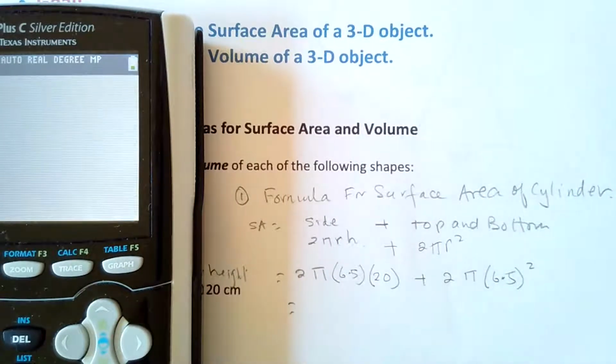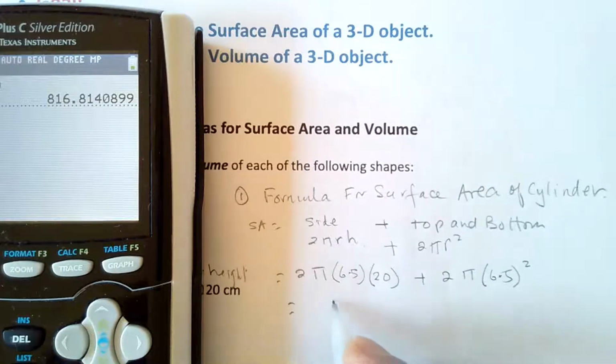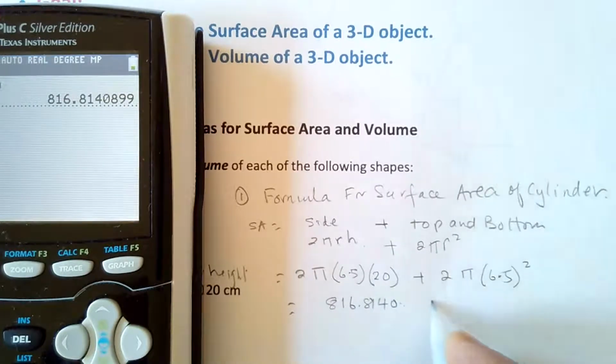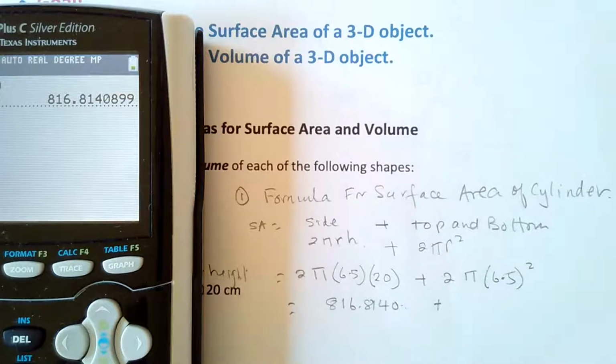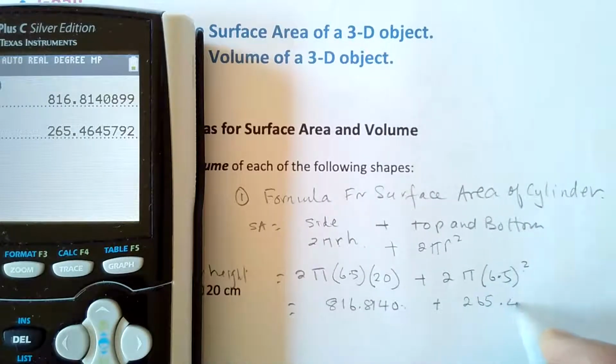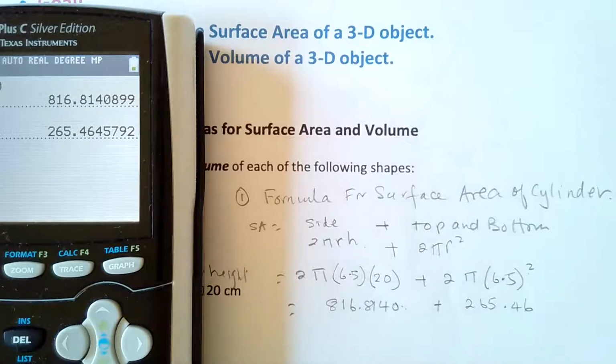So 2 pi r, so 2 times pi times 6.5 times 20. And that would give me 816.814 goes on, plus, now we have 2 times pi times now 6.5 to the power 2. Make sure you put that down. I'm squaring it. That gives me 265.46. These are all in centimeters square.